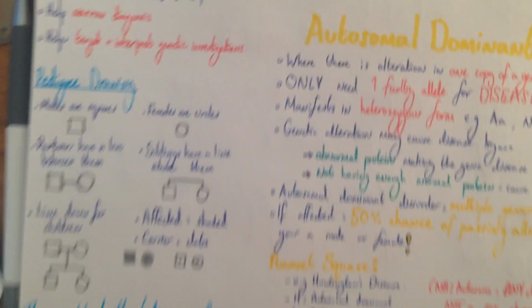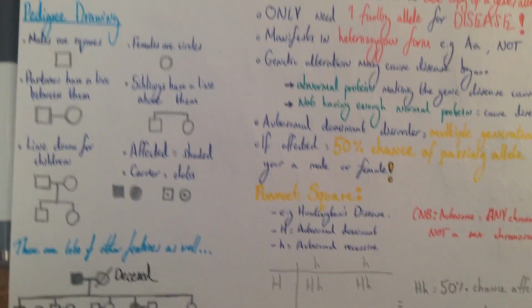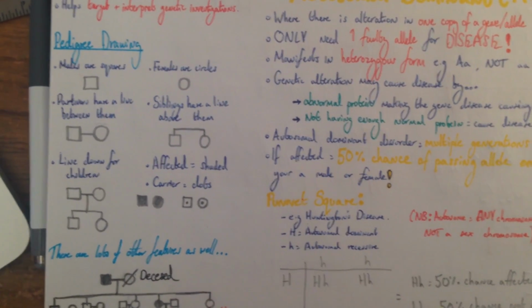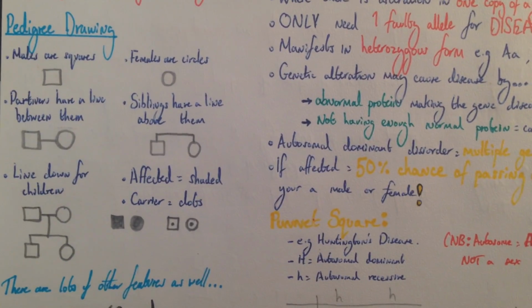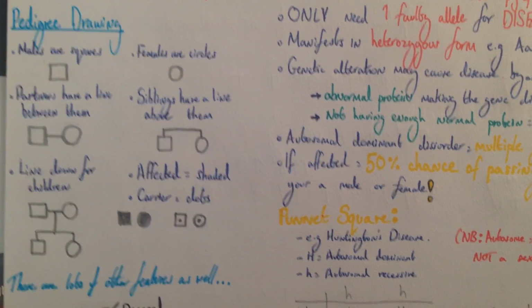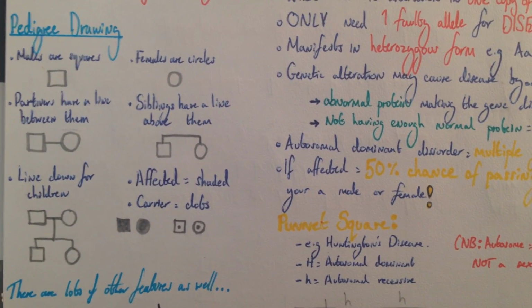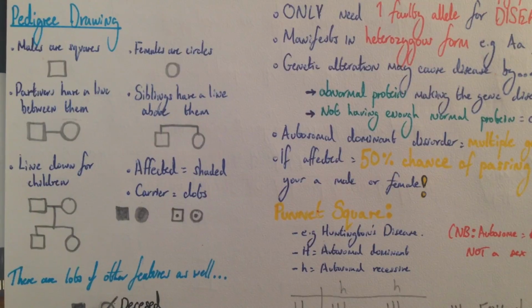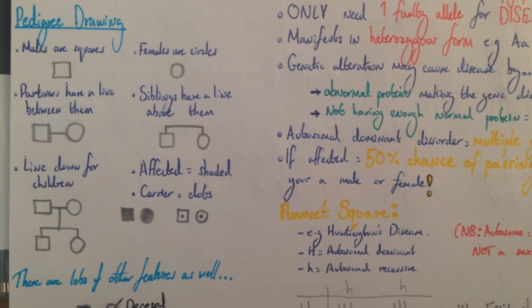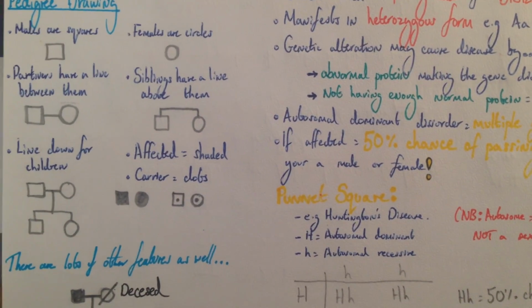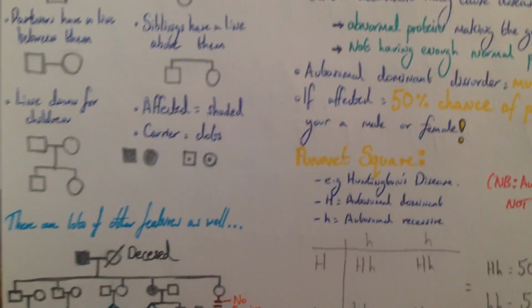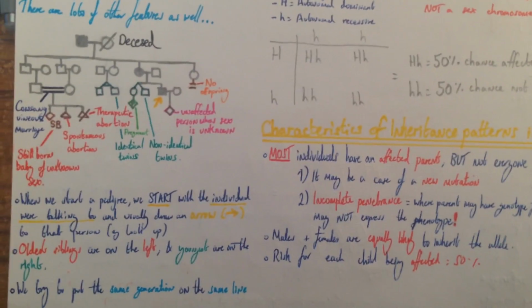Cool, we move on. So these are the basic pedigree drawings. Males are squares, females are circles, partners have a line between them, siblings have a line above them, the line down is for children, and the affected ones are shaded, and the carrier ones have dots. Cool, easy peasy. Let's carry on.